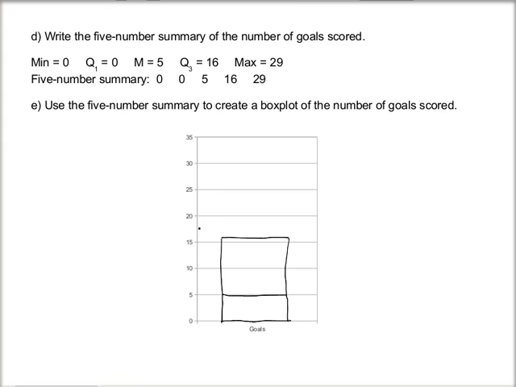Next, I need to do the lines going out for my maximum and minimum. So my max is 29, which is about here on my chart. So I'll just draw a line going up from my box to that point. Now my minimum is actually the same as my first quartile, so I'm not going to have any line coming out from the bottom there.